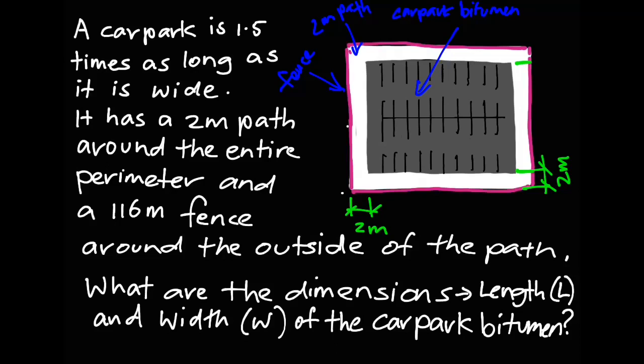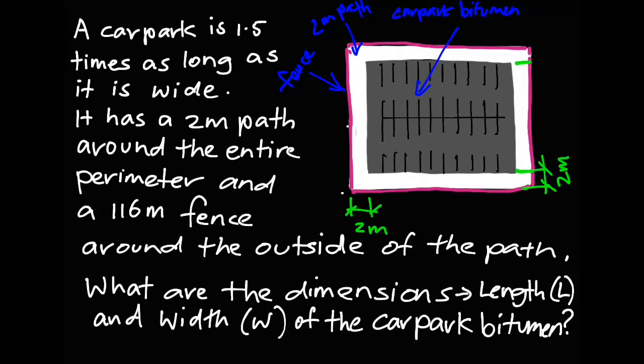A car park is 1.5 times as long as it is wide. It has a 2-metre path around the entire perimeter and a 116-metre fence around the outside of the path. What are the dimensions, length L and width W, of the car park bitumen?